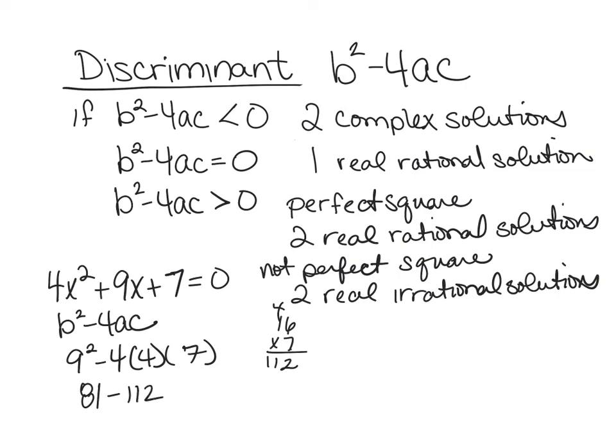112. And 81 minus 112 is going to be a negative 31. So because the answer is negative, that means the answer will have two complex solutions.